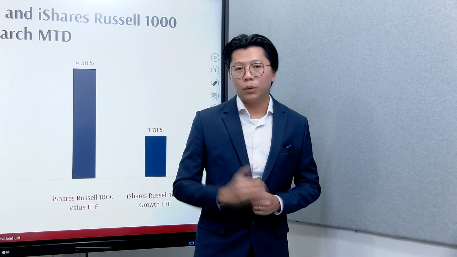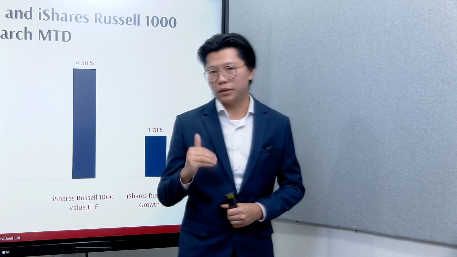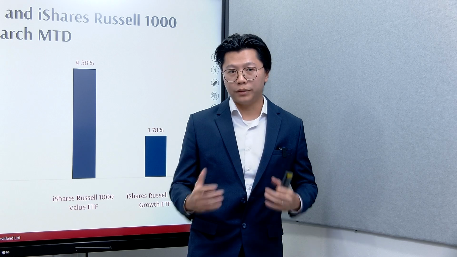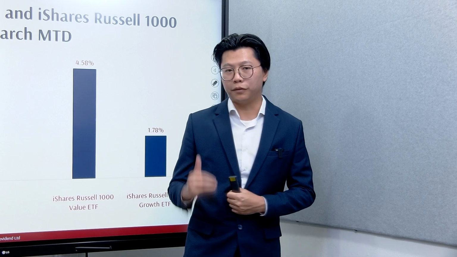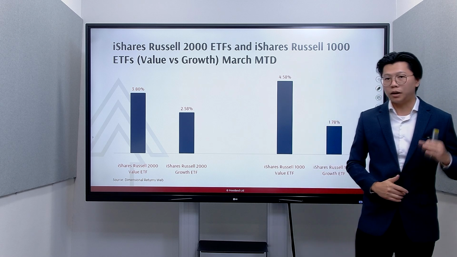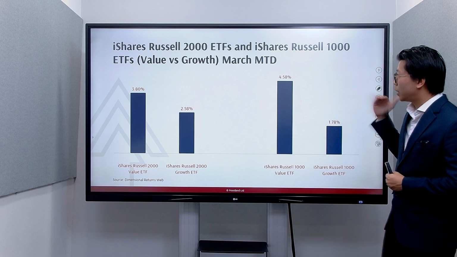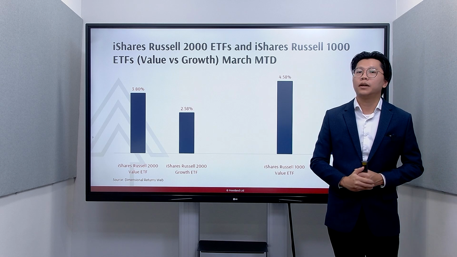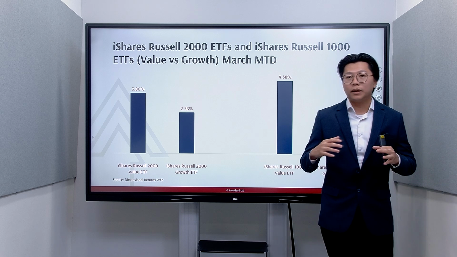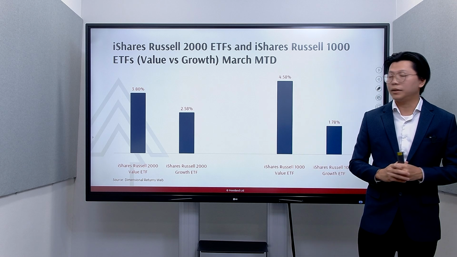Okay, to be fair, what we were looking at just now is the S&P 500, which is the top 500 US companies. If we want to look at the whole of the US performance and see if value has outperformed growth, we can look at the iShares Russell 2000, which is the bottom 2,000 listed companies in the US, as well as the iShares Russell 1000, which is the top 1,000 companies in the US. These 3,000 companies make up almost the whole of the US listed companies.